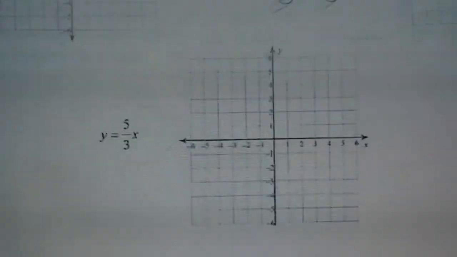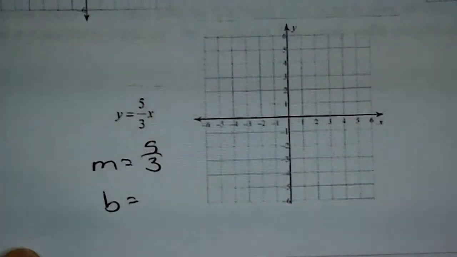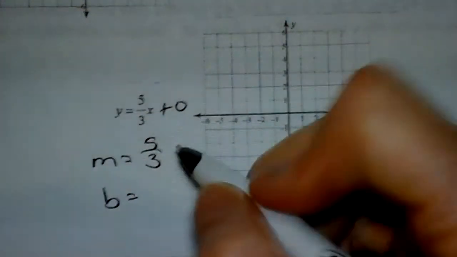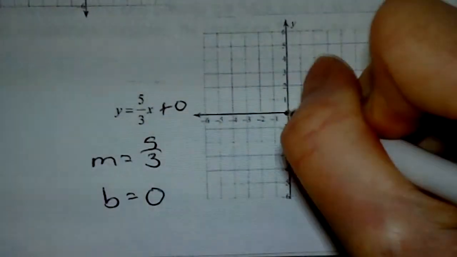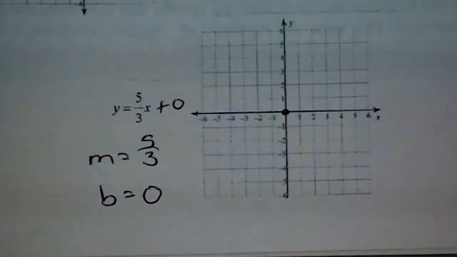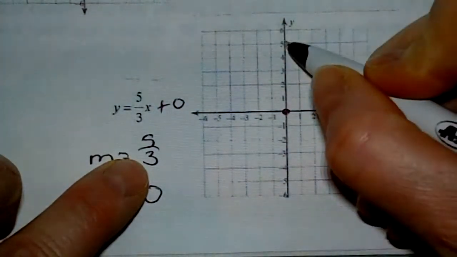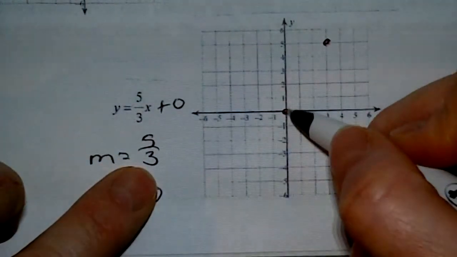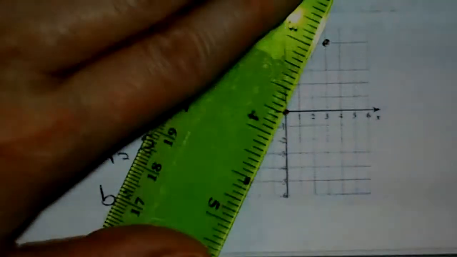All right, last one, y equals 5/3 x. The slope, the number in front of the x, is 5/3. For b, see how there's nothing being added? So when you see nothing's being added, that means your y-intercept, your b, is 0. So the starting point is right there, smack dab in the middle. It touches the y-axis at 0. 5/3 means you go up 5, right 3. Or remember that a -5 over a -3 also gives you 5/3. Draw your line.